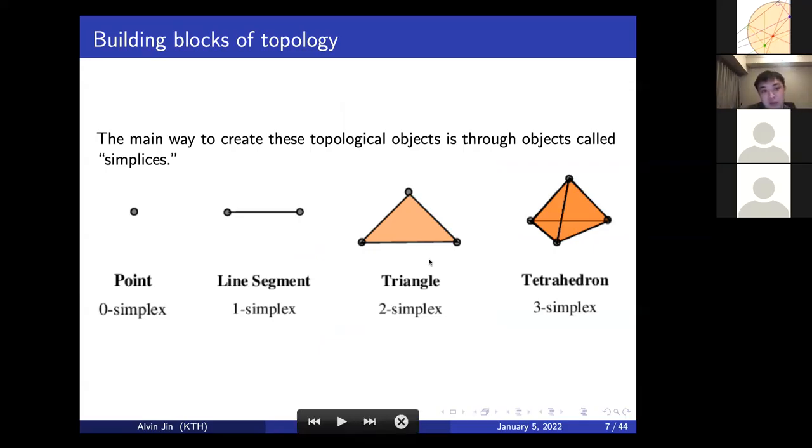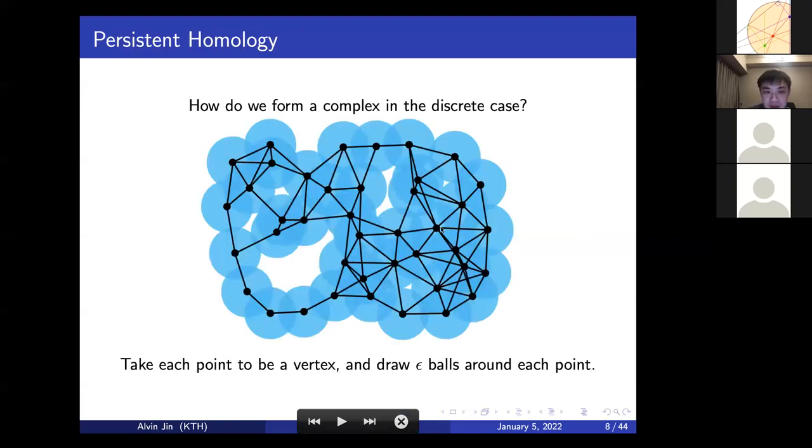So for most things that we're going to deal with, we're going to deal with a finite number of simplices. So that's a good question. Most people don't actually study infinite complexes. Those get a little bit weird because you need to form a topology there. But most people deal with a finite number of simplices. So that's a good question.